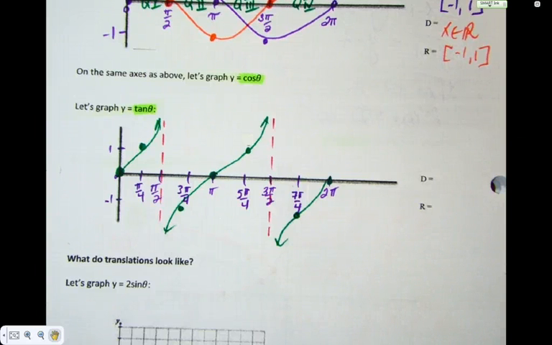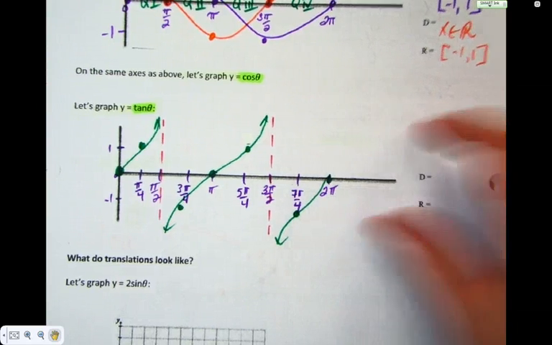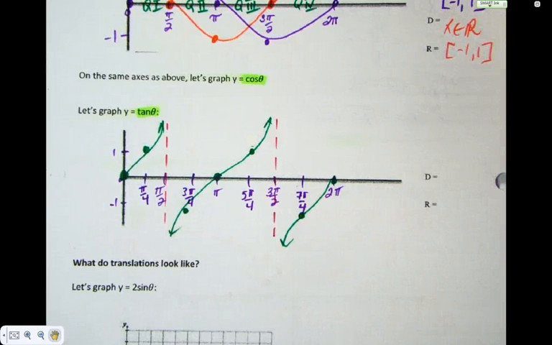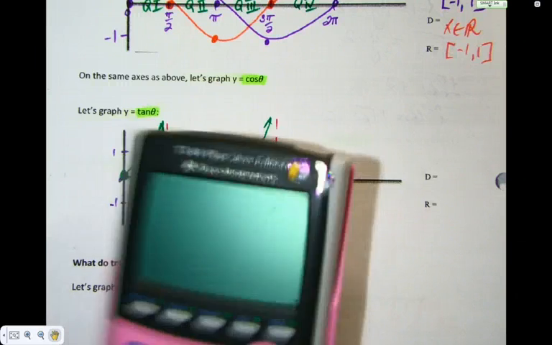Is this a periodic graph? So does it repeat itself to infinity? Sure. So the next one's going to go up, and then the same shape's going to go over and over and over. So grab your calculator. We'll come back to it.